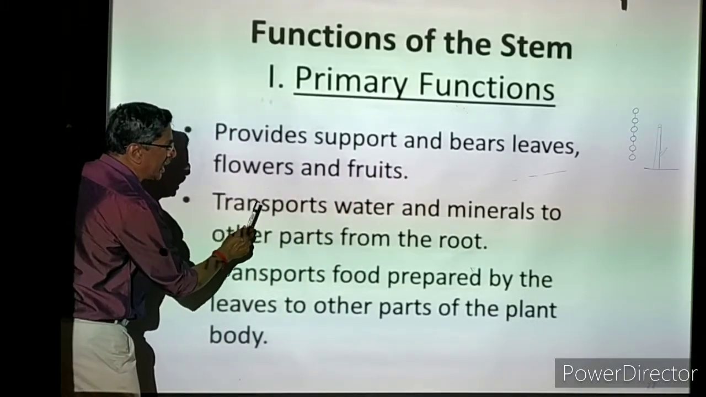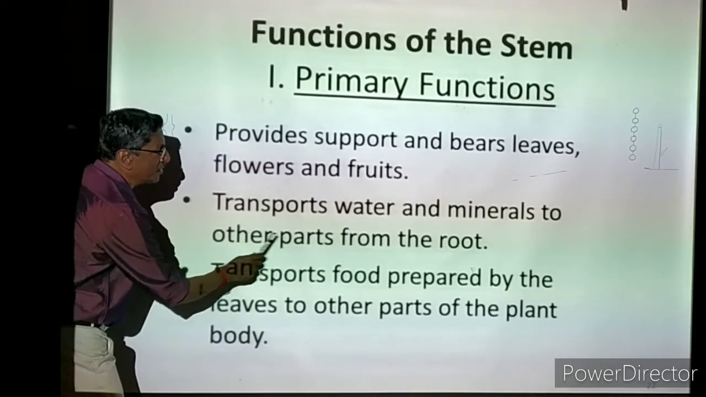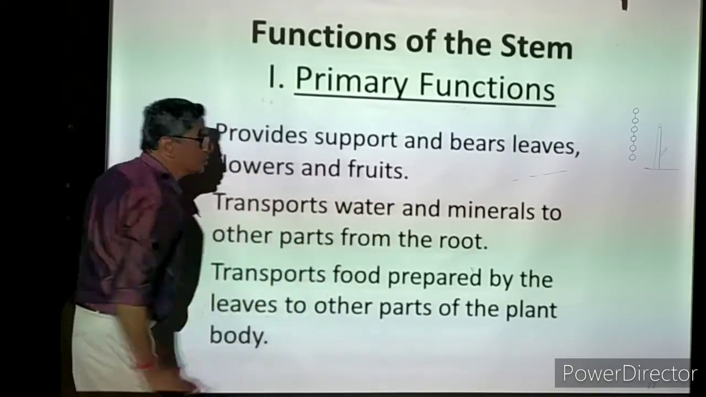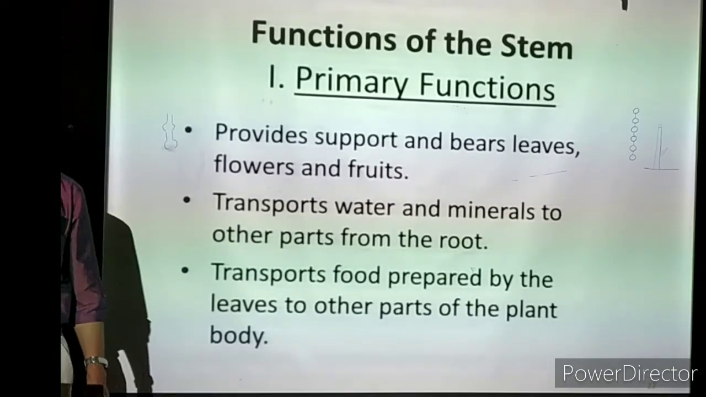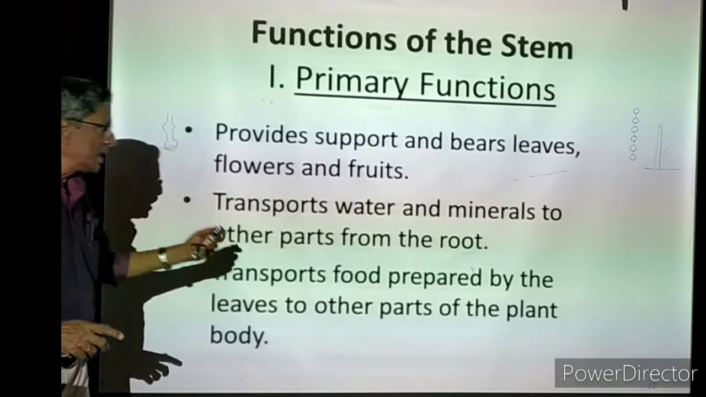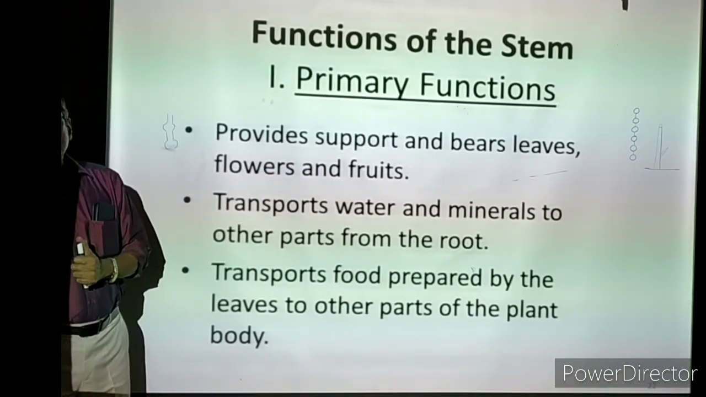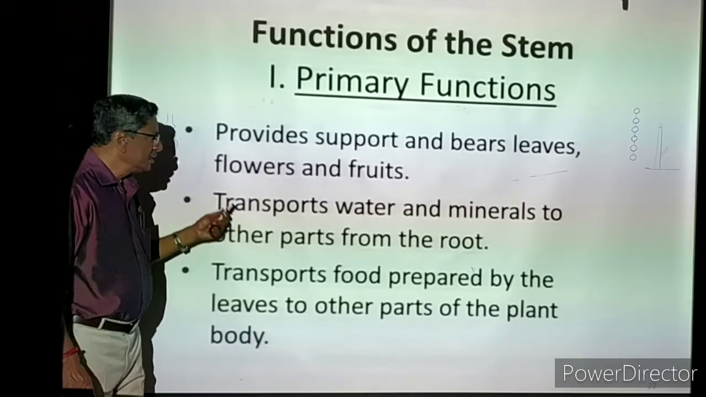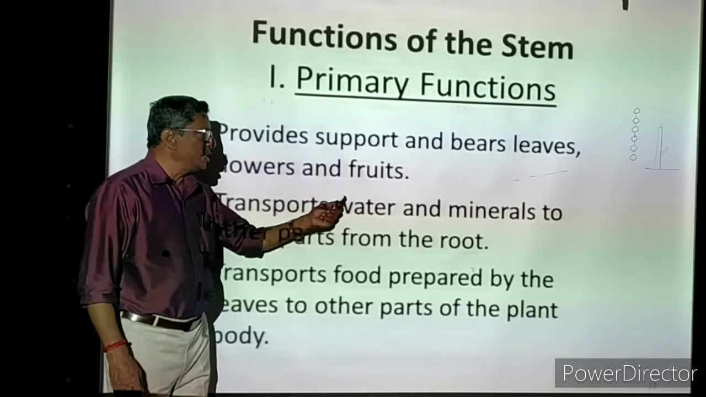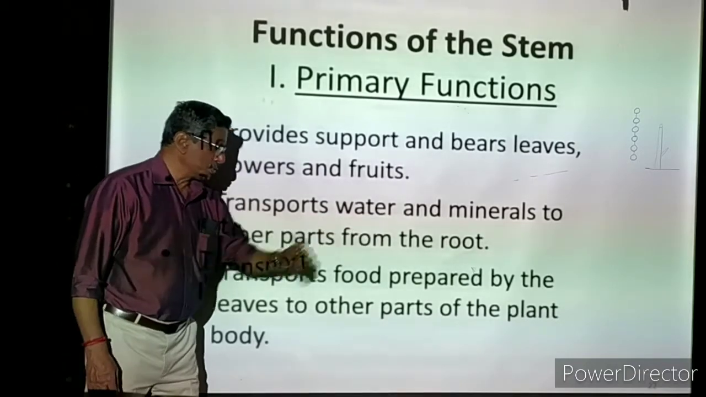Next one, transport. The stem transports water and minerals from the root to other parts of the plant. The root is absorbing water and minerals. Now the water and minerals should go to the leaves, the flowers and fruits. But through what way? The roots are sending the water and minerals to the stem. Then the stem is transporting that water and minerals to each and every part of the plant.